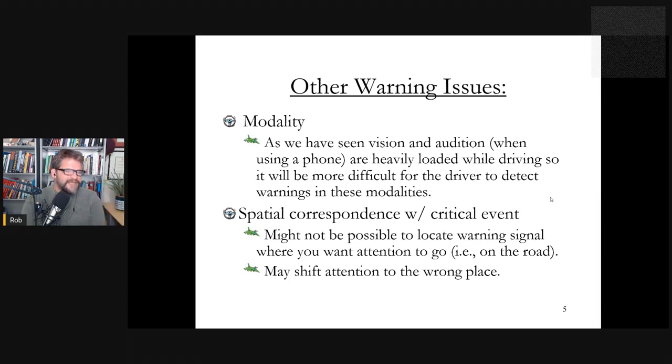Or imagine I have a sound coming out of the speaker on your dashboard trying to signal a car is out there on the road you're going to hit, right? The problem with that, right? Maybe your attention is going to go to the speaker, not to the car, right? So we need to think about those kinds of issues.